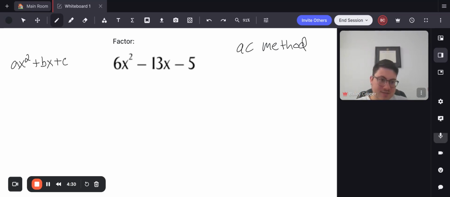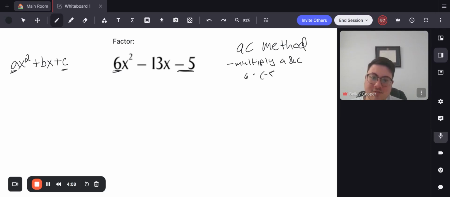This is called the AC method because the first thing we're going to do is multiply a and c together. A is the coefficient of the squared term, so that's 6 for us here. C is the constant at the end, which is negative 5. So we're going to multiply a and c, which gets us 6 times negative 5, which is negative 30.